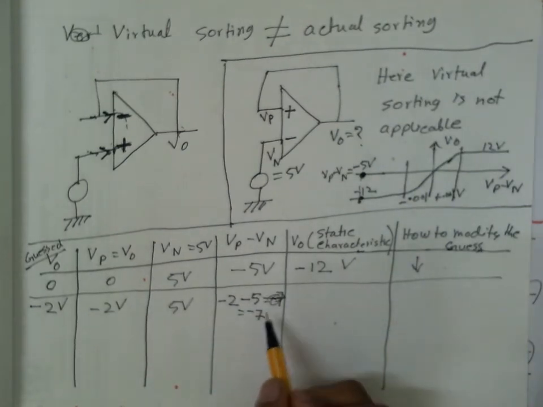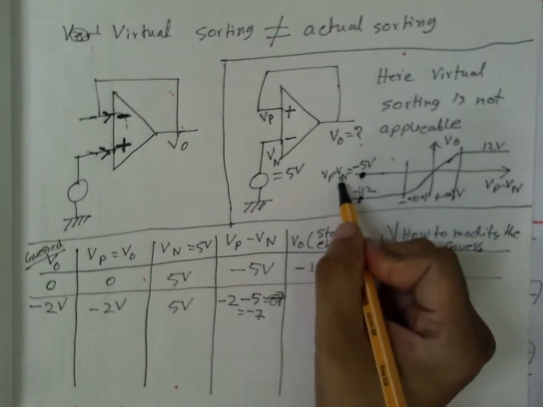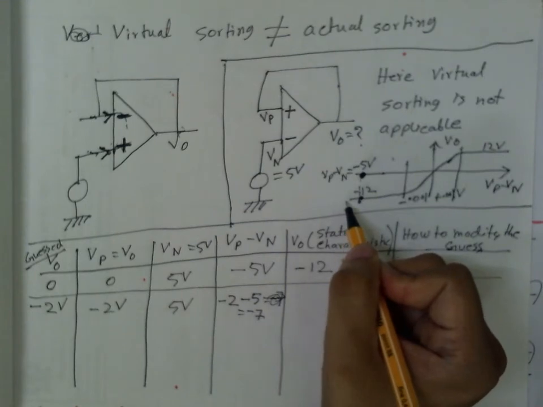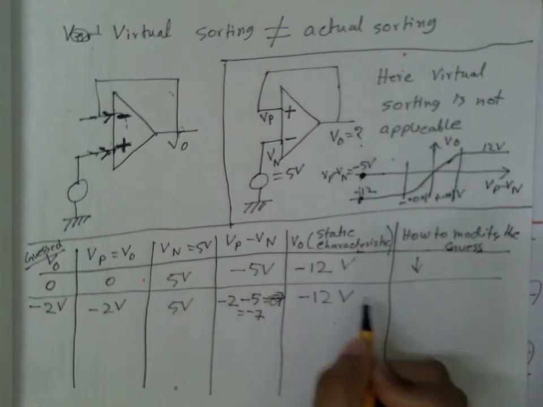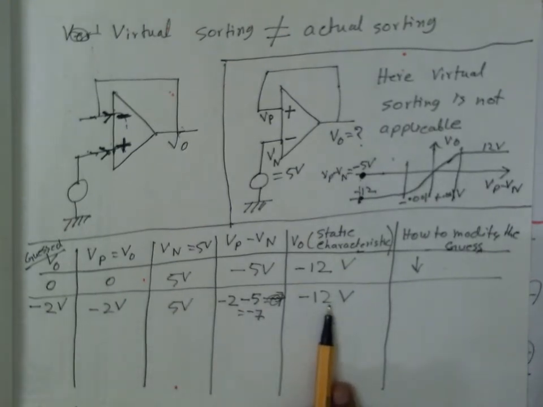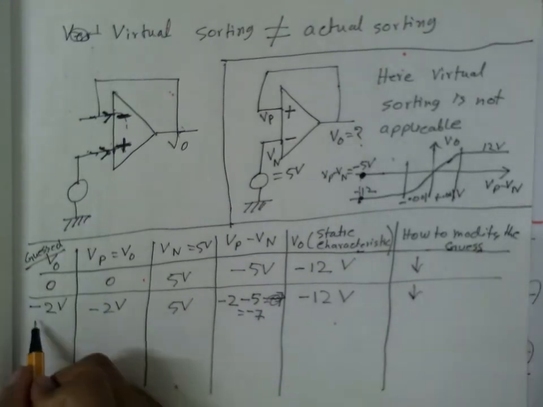now what is the value of VO at minus 7? This was minus 5 volt, so minus 7 is somewhere here, and there also again the output voltage should be minus 12 according to the curve. So we started with a guess of minus 2, and we see that according to the curve at this point it should be minus 12. So we have to lower our guess further.